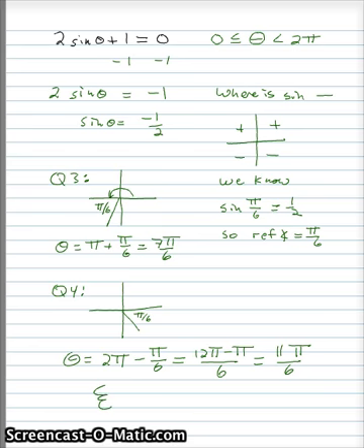So we've gotten 2 answers. We put them in curly braces for set notation. My 2 answers are 7 pi over 6 and 11 pi over 6 for this first trigonometric equation. So let's see if we have another one here that's going to come up.